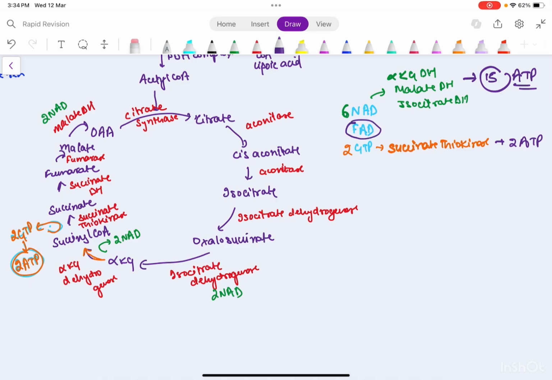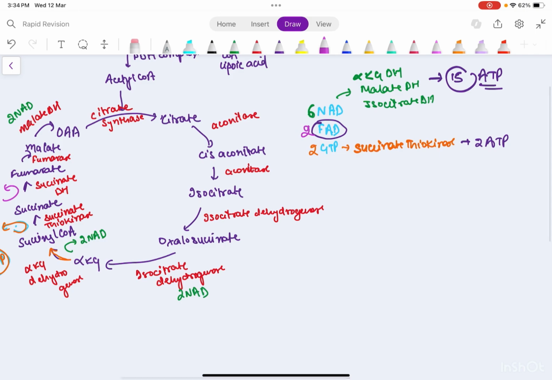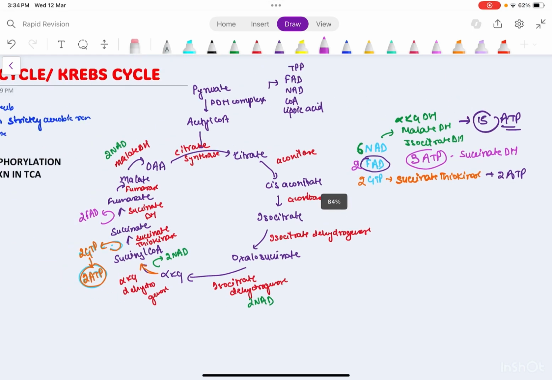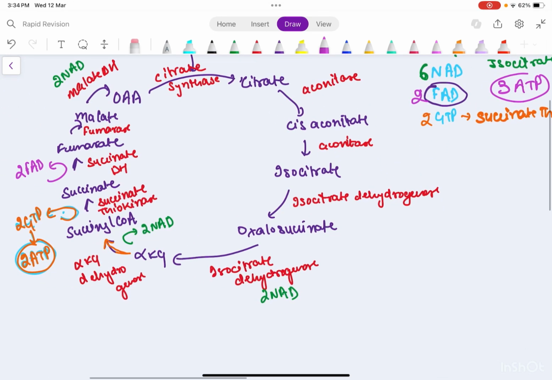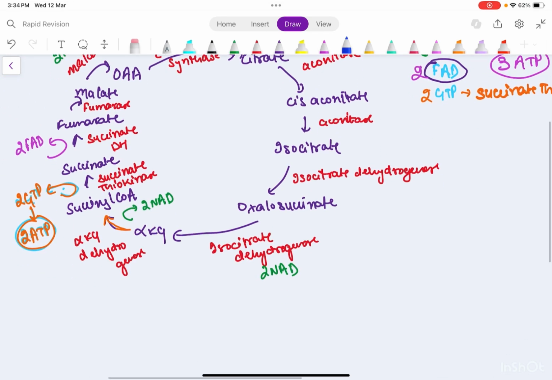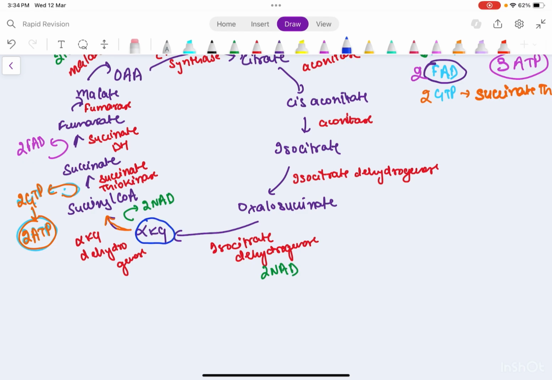Then we are still left with FAD. So FADH2 is through succinate dehydrogenase. So through this step you get 2 FADH2. So 2 into 1.5, so we have 3 ATP through the step of succinate dehydrogenase. Alright, now you have to remember one more thing. In alpha ketoglutarate, the reaction before it also CO2 is given out, and the reaction after it also CO2 is given out. Alright, remember this.